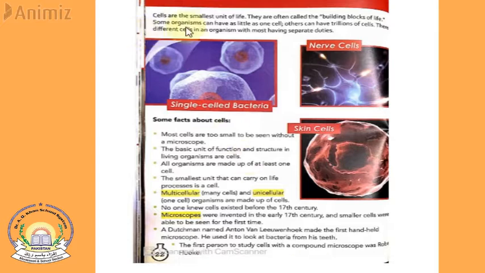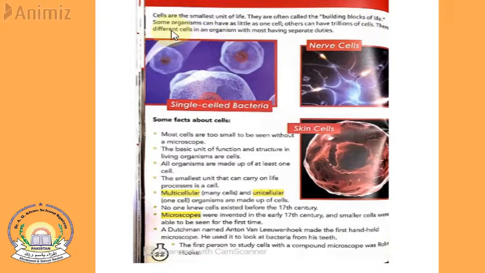Some organisms can have as little as one cell, others can have trillions of cells. Different living things can have one cell as well, depending on the organism. Just like humans, we have trillions of cells inside our body, which make life, which give us energy, which help us function, because of which we are alive.